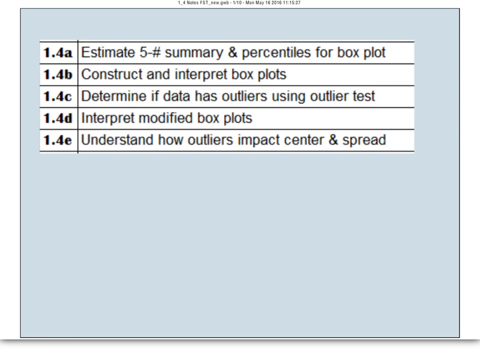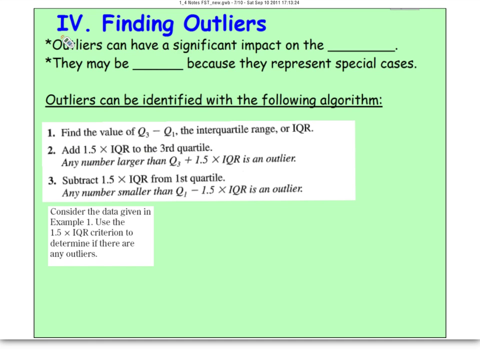In Learning Objective C, I'm going to show you how to do what's called the outlier test and determine if a data set has any outliers. First of all, let's define what an outlier is. It's a piece of data that just is out of the pattern of the data. It might be a number that's way too big or way too small. And there's actually a numerical test you can do to see if a number, even if it looks like it's out of the pattern, really is.